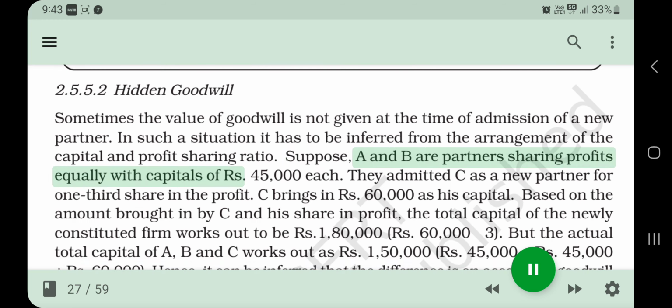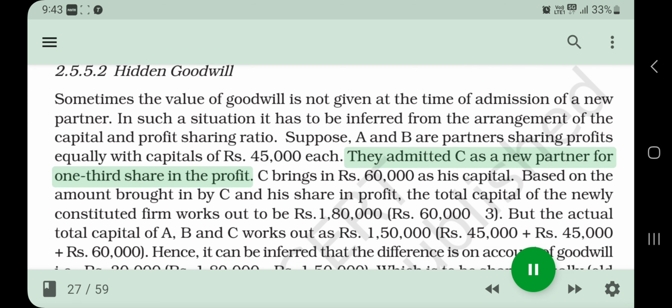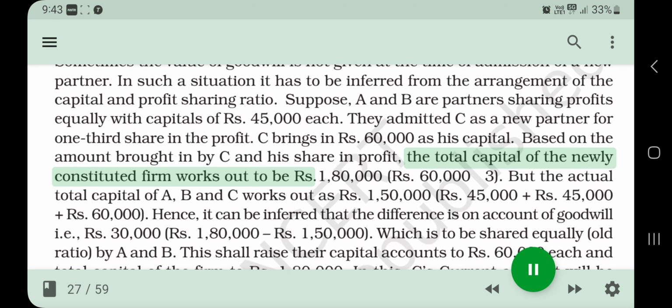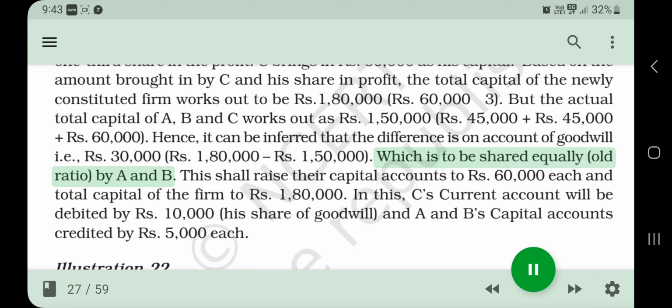Suppose A and B are partners sharing profits equally with capitals of Rs. 45,000 each. They admitted C as a new partner for 1/3 share in the profit. C brings in Rs. 60,000 as his capital. Based on the amount brought in by C and his share in profit, the total is Rs. 150,000, which is to be shared equally, in the old ratio, by A and B.